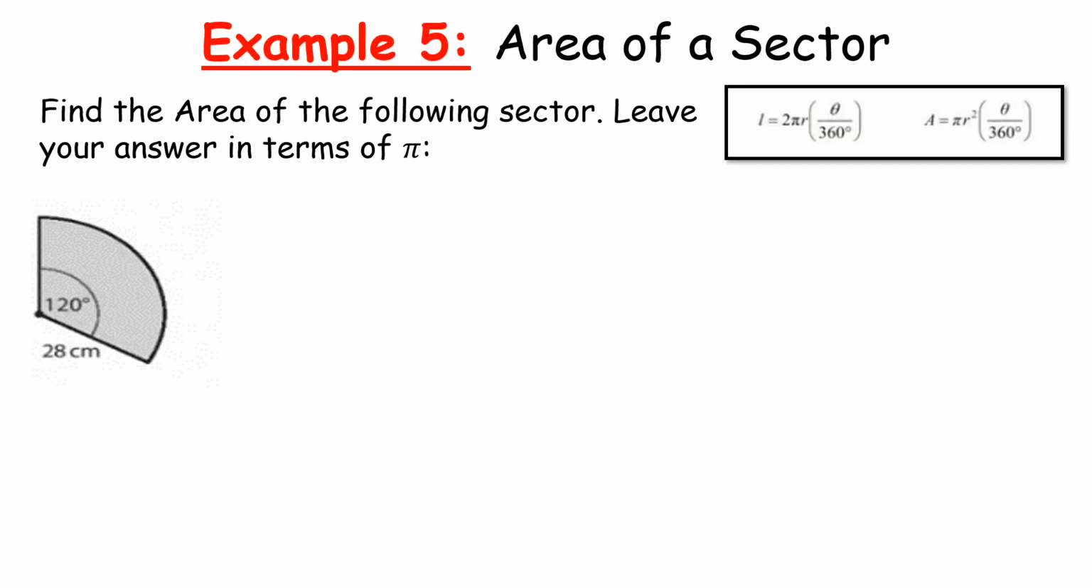So let's take a look at an example. Find the area of the following sector. Leave your answer in terms of pi. We can see here we have a sector, a piece of the circle. So our formula for the area of a sector is A is equal to pi r squared, and then we have theta over 360. So let's fill in what we know. The area is, and now notice how they asked us to leave our answer in terms of pi, so when we sub in, we're not subbing in for pi. Our radius is 28, so that is 28 squared.